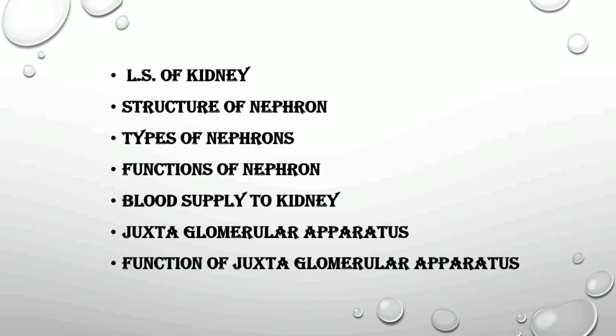Last time we studied the LS of kidney, structure of nephron, types of nephron, functions of nephron, blood supply to kidney, juxtaglomerular apparatus, that is JG apparatus, and function of JG apparatus.